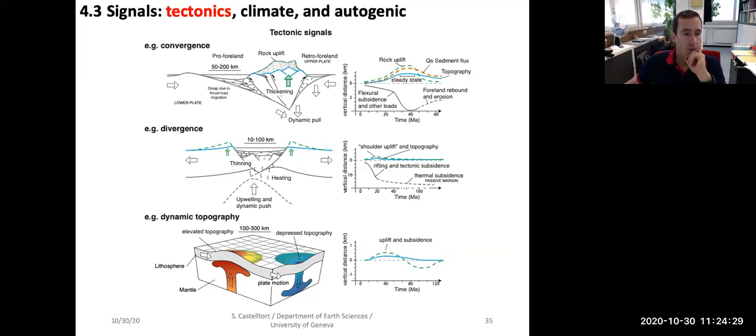Okay, now I want to speak about a last type of tectonic signal, is tectonic signal due to dynamic topography. And I don't know if you've heard the term before, dynamic topography.